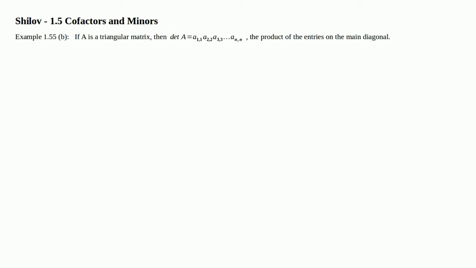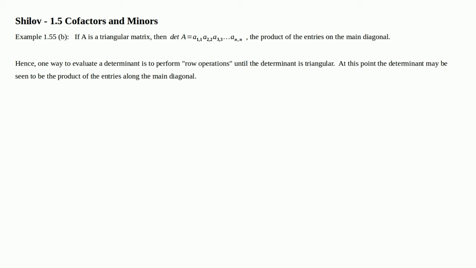Okay, but notice here. Hence, one way to evaluate a determinant is to perform row operations, in quotes. We haven't really discussed doing row operations yet, but they're called row operations, until the determinant is triangular. And the idea is, if you remember one of our previous theorems, that you can add a multiple of one row to another row. So you would go about eliminating entries until you had obtained a determinant that was triangular. Then you could just multiply the entries in the diagonal. At this point, the determinant may be seen to be the product of the entries along the main diagonal. Exactly.